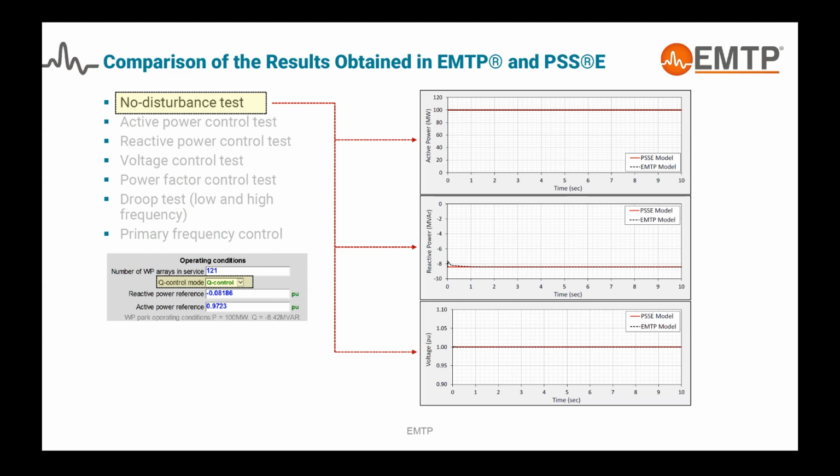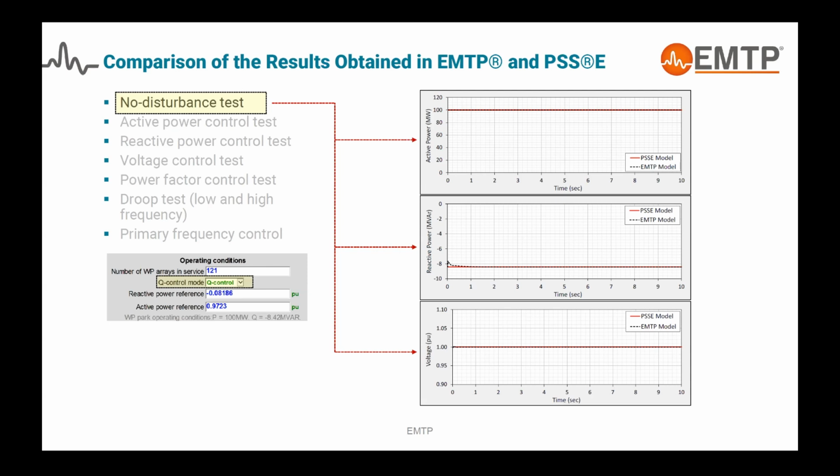So the first test, a basic test but I would say one of the most important tests to make sure that your models are being initialized correctly, is this no disturbance test. Here the red line is the PSSE model, and the black dashed line is the EMTP model, right? As you can see, in terms of active power, reactive power, and voltage, both models are responding very well in terms of initialization and steady state.